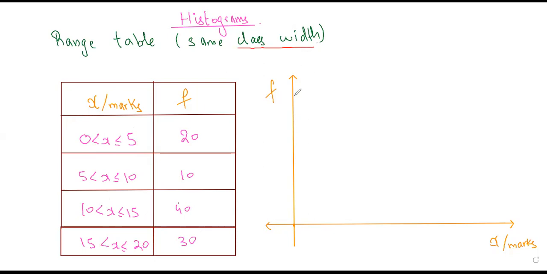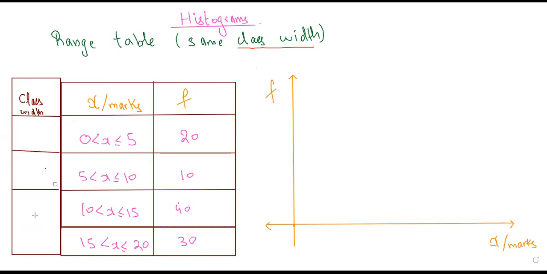Okay. So for that, make it a practice. You are going to make another column. And this column would have class width of all the classes. What exactly are the classes here? Can anyone tell me? I told you in the very beginning. What is a class? Yes, please tell me. You should know that. Range. Very good.